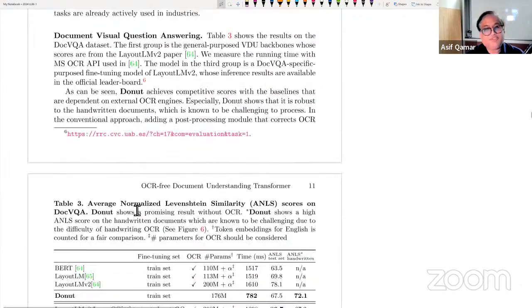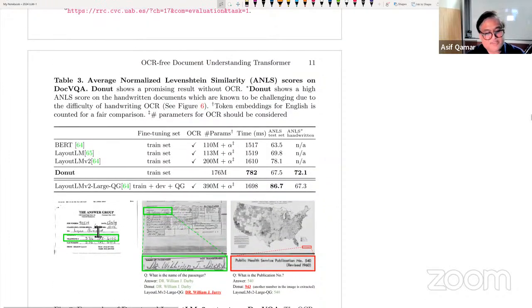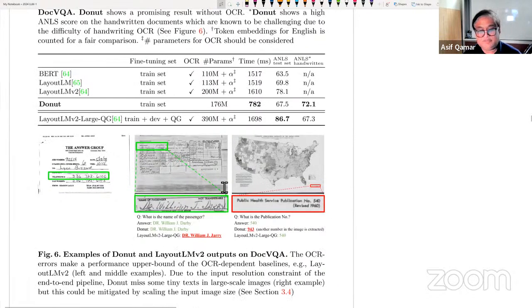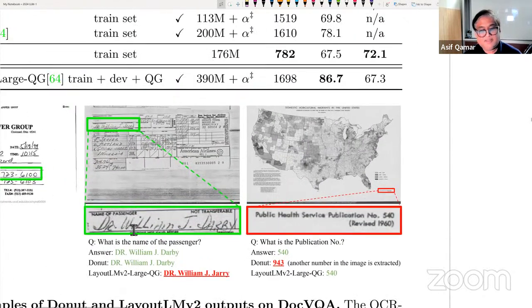Right? And document visual question answering. So look at this document. You see this document, guys? I don't know if you can see. Let me zoom in. In this document, in such squiggly letters, is written something, this is the zoomed out version. Dr. something J. Darby or something. And you ask Donut a question: what is the name of the passenger? And it comes up with Dr. William J. Darby. You should surely reward it with a nice donut. Right? And that's the ground truth. And the layout model, by the way, we'll do the layout paper also, misses it slightly. It just got Dr. William J. Jarry.